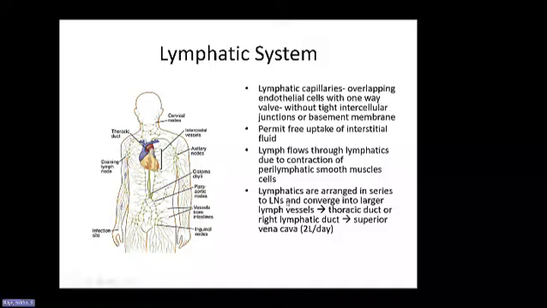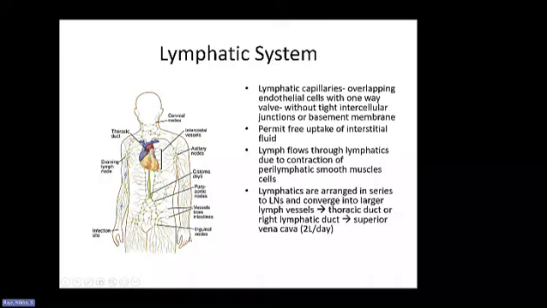The lymphatic system is made up of lots of lymphatic capillaries. They start out as capillaries that have overlapping endothelial cells with a one-way valve, but they do not have a tight intercellular junction or basement membrane, so they permit free uptake of interstitial fluid from all parts of the body.